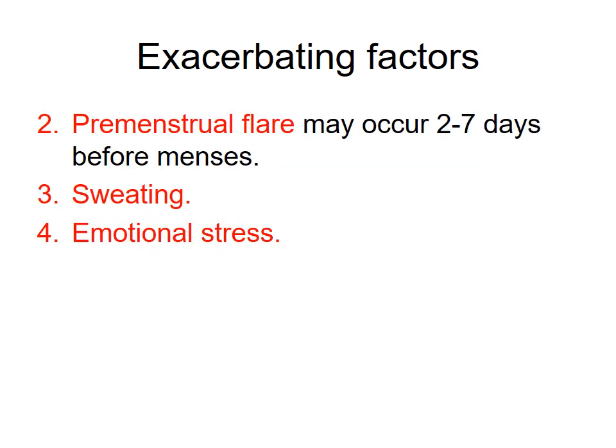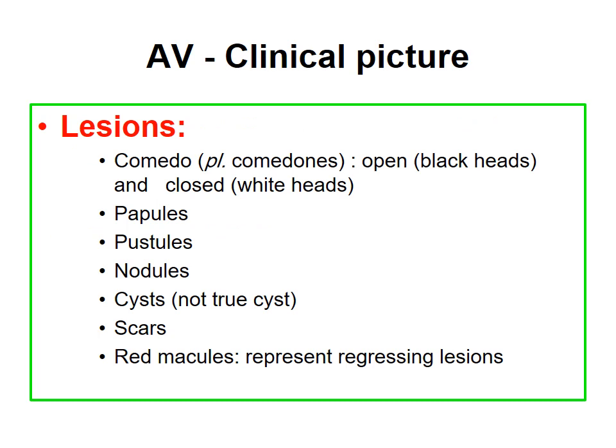Other exacerbating factors: premenstrual flare may occur 2 to 5 days before the menses, the monthly menses. Sweating is an exacerbating factor, and emotional stress, of course, is an exacerbating factor.